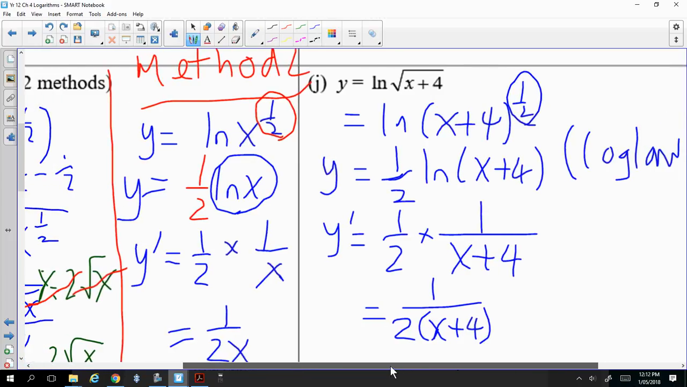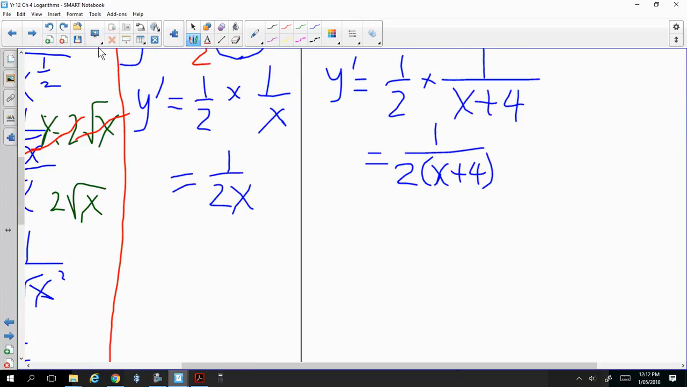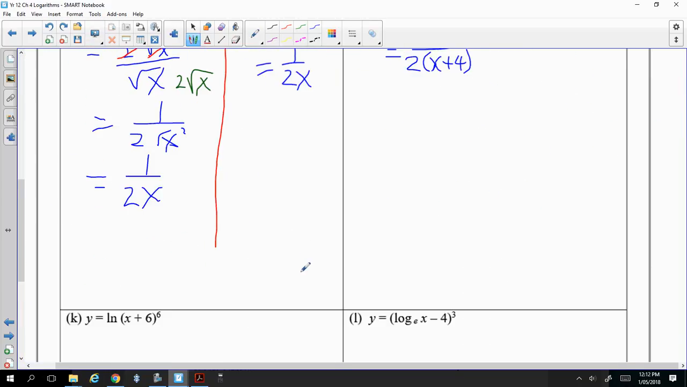Okay, try the next one. Next one's at the bottom. So again, see there's a power there. You can bring it down. That will make it easier.